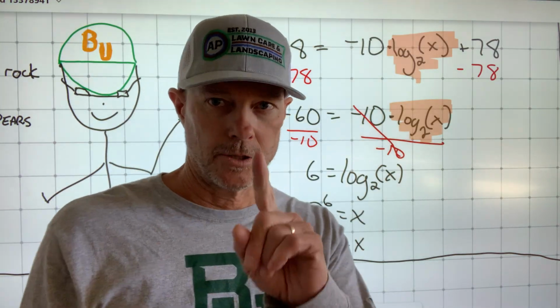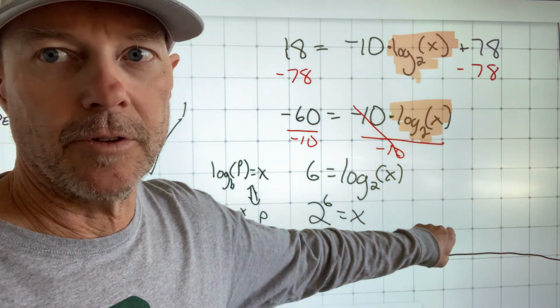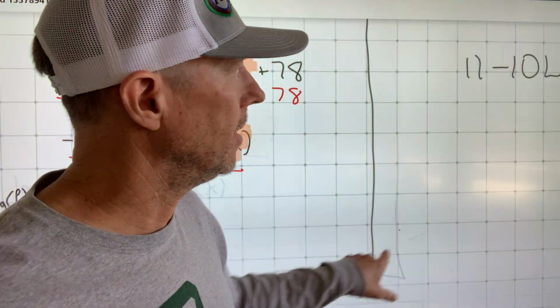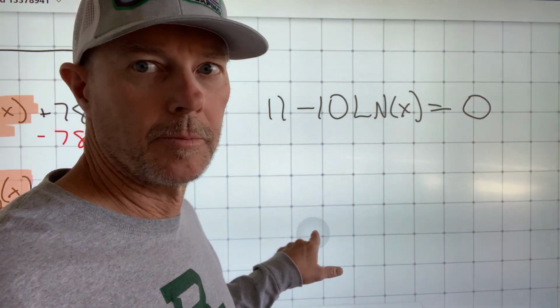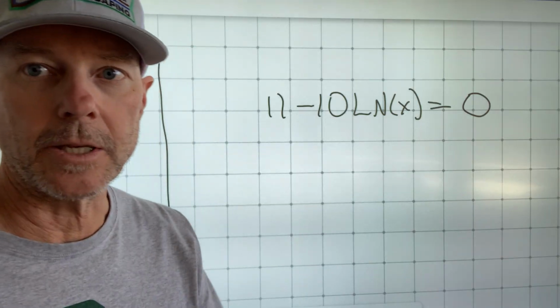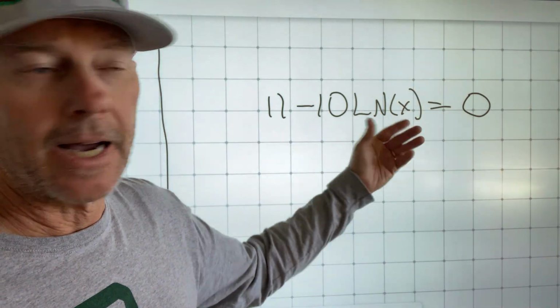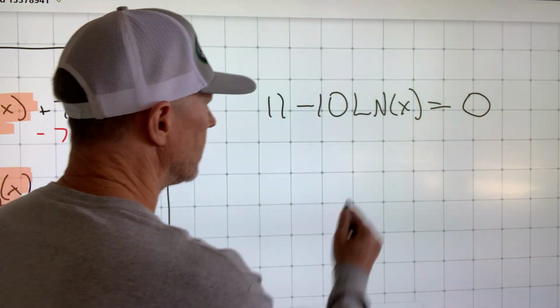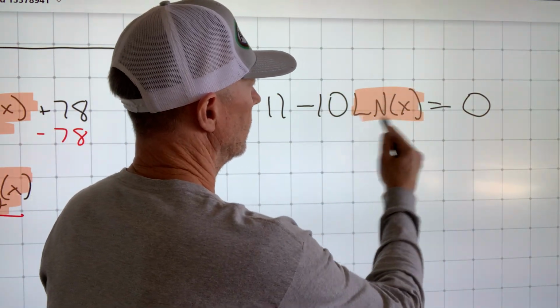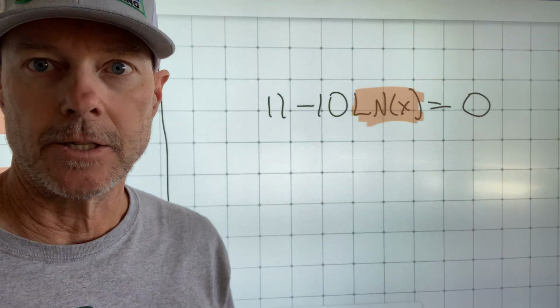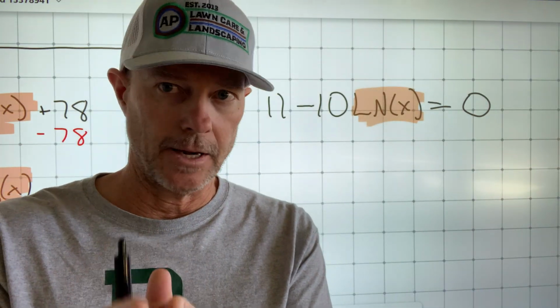Let's do one more and then we'll end this short video. Okay, here is another logarithm equation, logarithmic equation. It's an equation that has the unknown sitting inside a logarithm. So here's our logarithm, and the unknown is inside it. So you first try to isolate that logarithm.